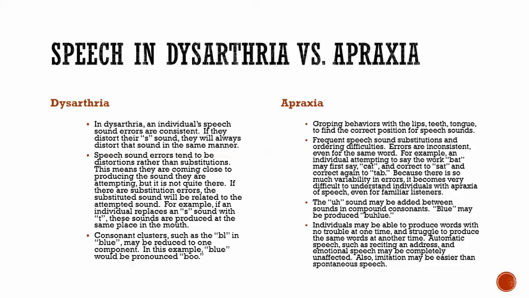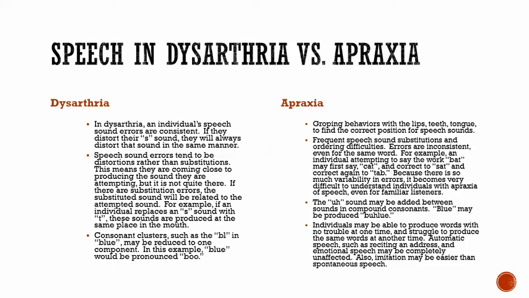And the big difference in apraxia and dysarthria is that in apraxia, the errors are not consistent, even for the same word. So, for example, an individual attempting to say the word bat may first say cat and correct it to sat and correct again to tab, and may finally end up by saying bat. Because there's so much inconsistency and variability in errors, it's going to be very difficult to understand individuals with apraxia of speech, even for those who are familiar with them and used to listening to them.